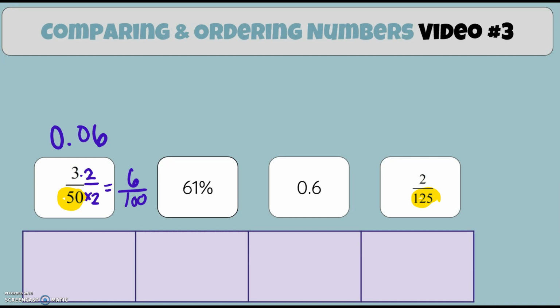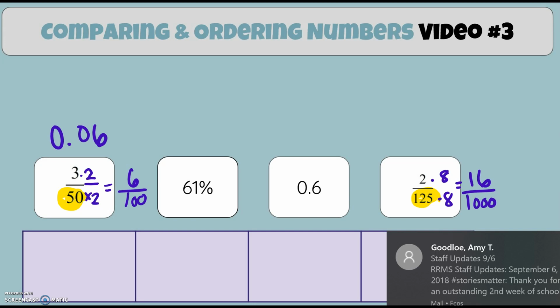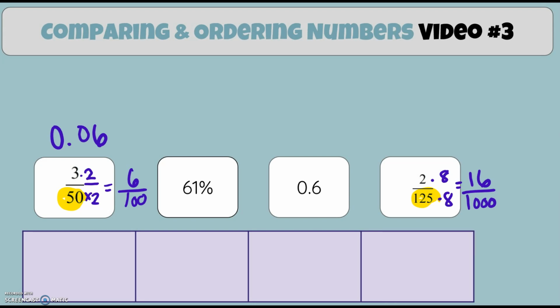2/125. Okay, 100 is smaller than 125, so I have to go to the next place, which is the thousandths place. And you may not know this off the top of your head, but this is something that you probably want to memorize. You can multiply 125 by 8 to get 1,000. So again, if I multiply 8 on the bottom, I need to do 8 on the top. 2 times 8 is 16. So 16 thousandths I can rewrite as 0.016. Okay, so I've now taken care of my decimals for those two numbers.